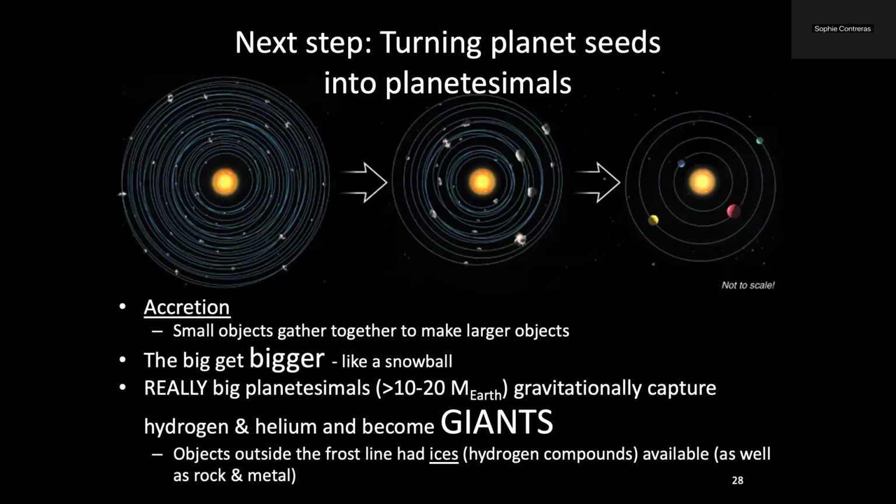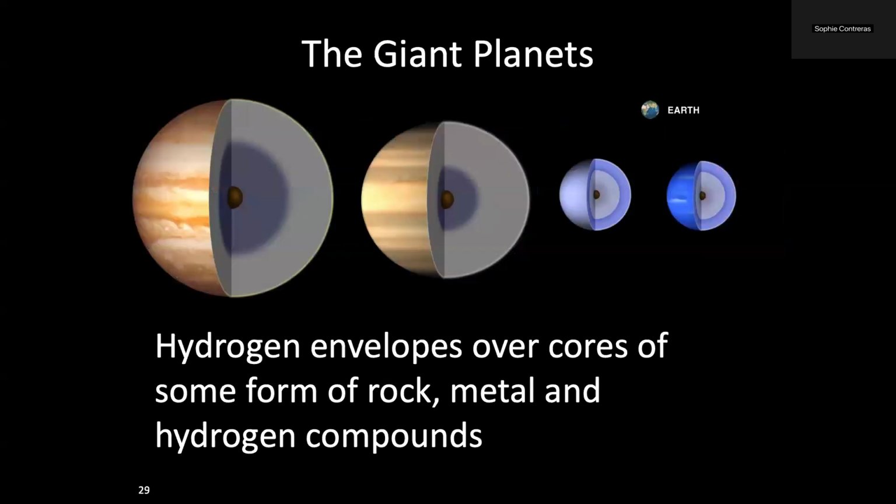So objects outside of the frost line, stuff that was able to use hydrogen compounds like water ice, they had more material to build with. So they could start these large cores and then pull that material, right? They had the rock and metal, they pull the hydrogen compounds to make that large body. And then they grab gas around it, right?